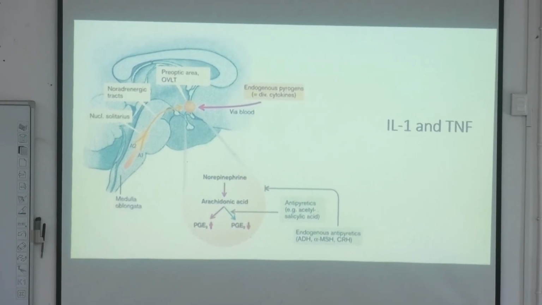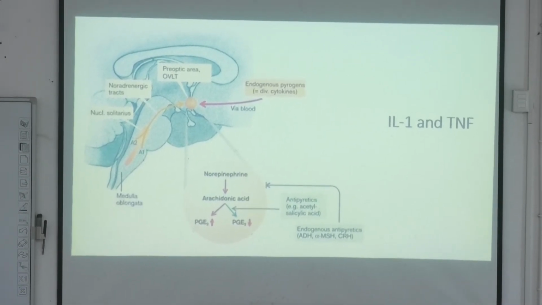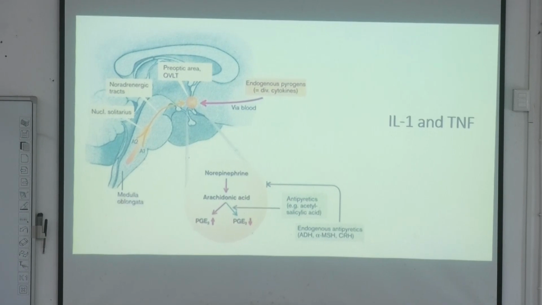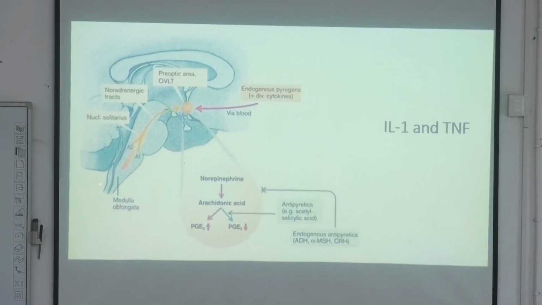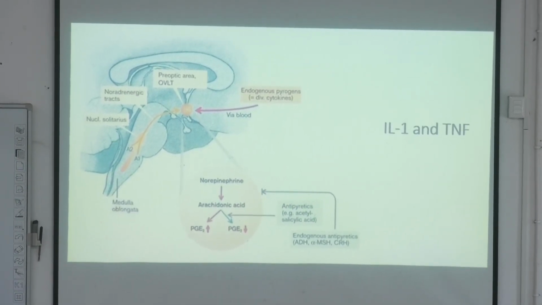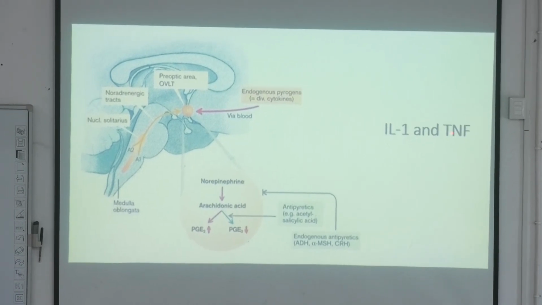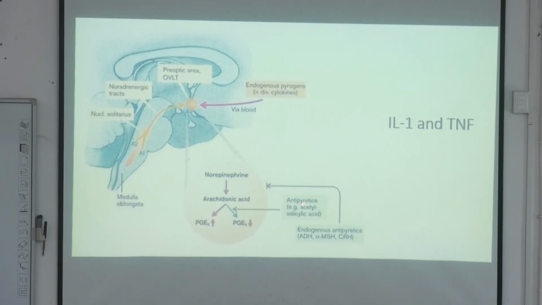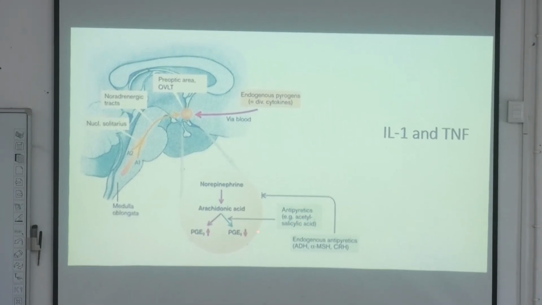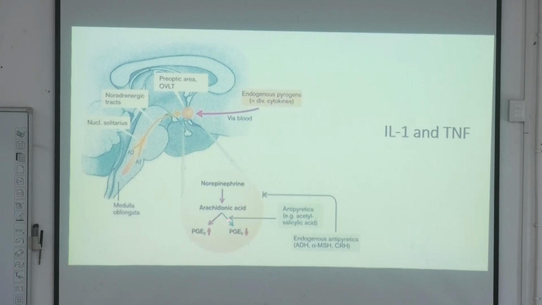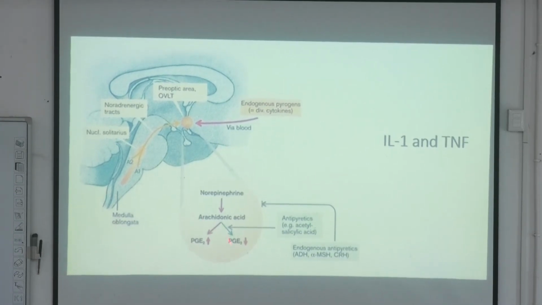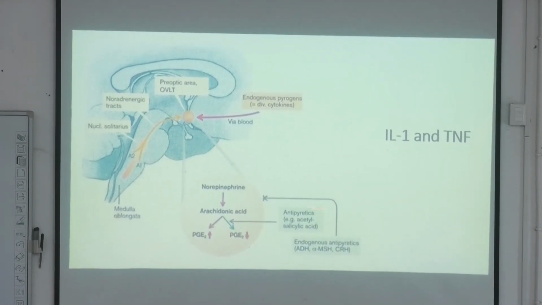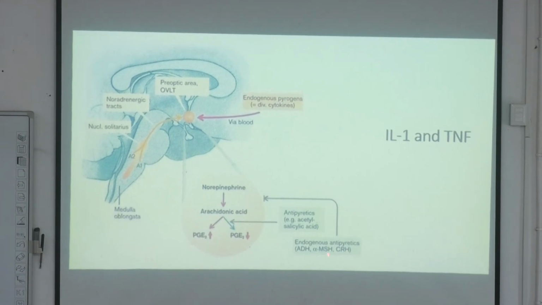Now this is the pain pathway: dorsal root ganglia, nucleus solitarius, medulla oblongata, and interleukin 1 and tumor necrosis factor alpha. Antipyretics, acetylsalicylic acid or paracetamol, act on this pathway, so from arachidonic acid, prostaglandin E2 cannot be formed.